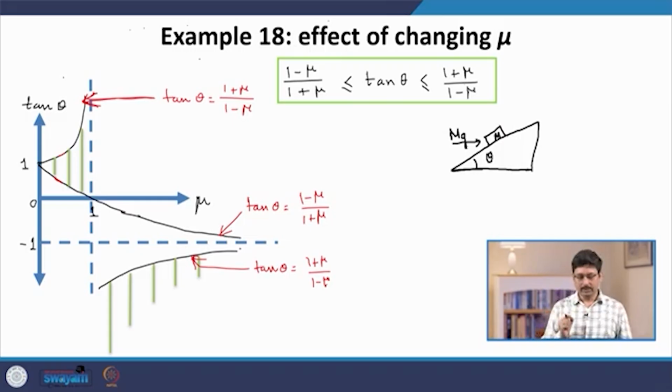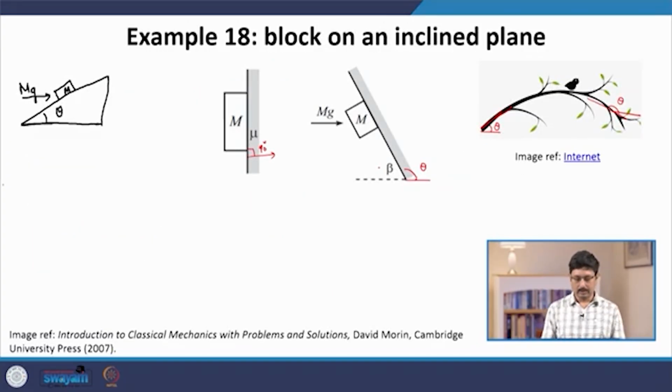Even more interesting is the case when mu is bigger than 1, which means the friction is now dominating the normal component. In this case, if you go back to the analysis, it will be easier to start from the beginning, take this kind of example, and analyze the problem in terms of beta, which is pi minus theta, rewriting the analysis.